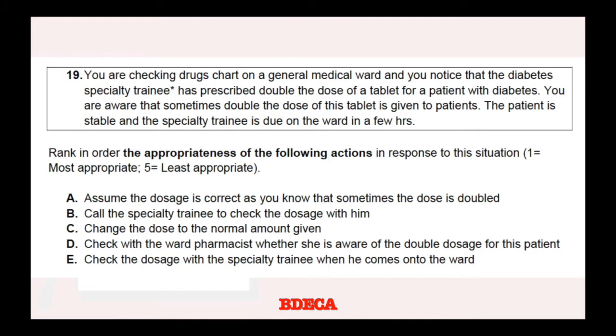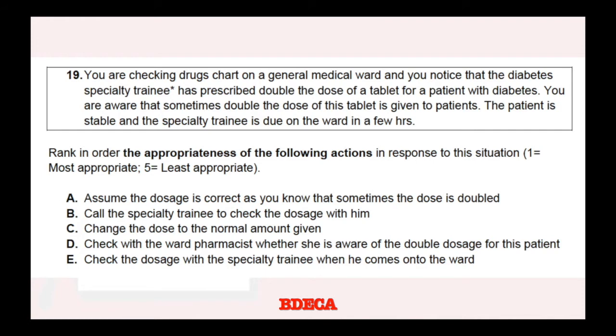Then comes D. Check with the ward pharmacist whether she is aware of the double dosage for this patient. Now, ward pharmacists are aware of inpatient medications given, and even if this was recommended by the ward pharmacist, this still has to be accepted by a senior doctor. So that is why B is more appropriate than D.